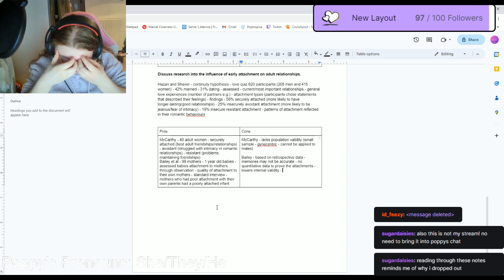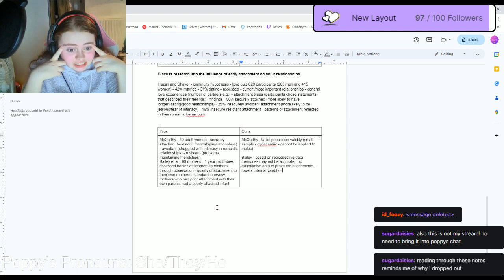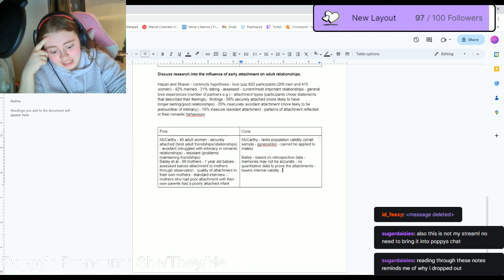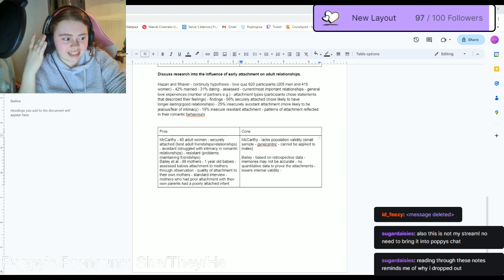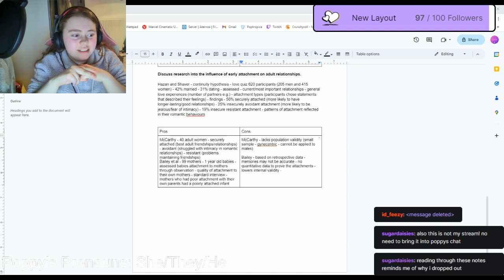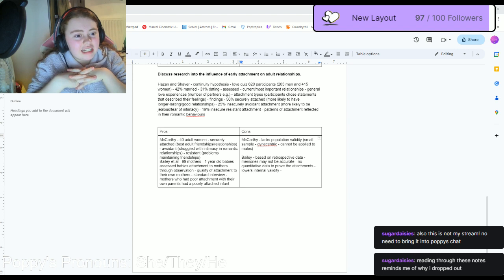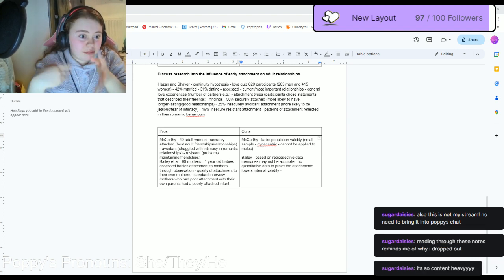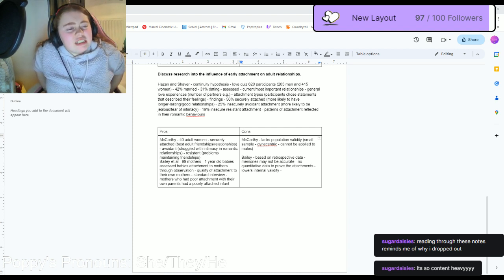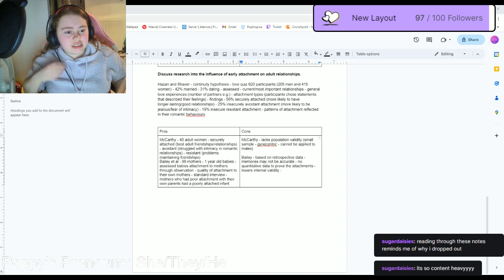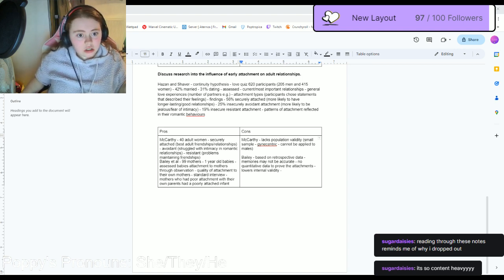Reading through these notes reminds me of why I dropped out. There's just so much. I love psychology, but there's so much research. I was talking about this to my friend the other day. I can generally talk about the theories and what they are, I just keep forgetting the research. Some research I've gone over quite a few times so I remember it, like Asch's study and Zimbardo's study.